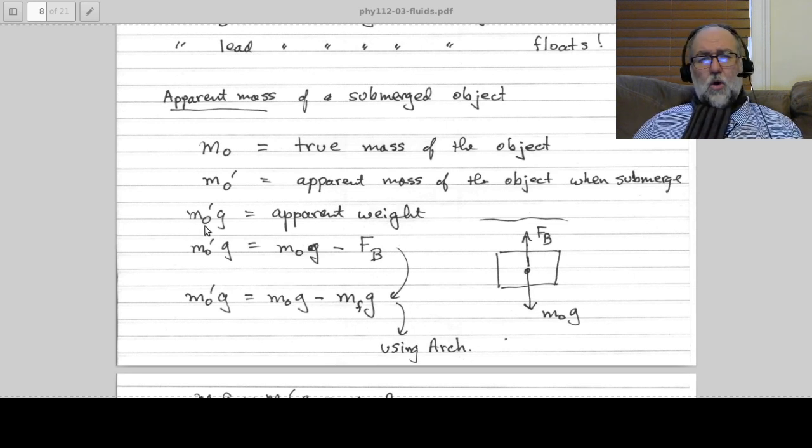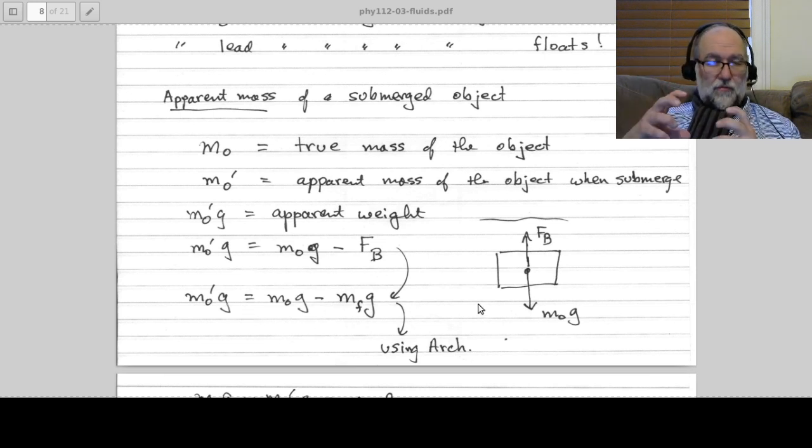Okay, so if you do MO prime times g, we'll call that the apparent weight. Okay, and so what is this apparent weight? That's what it appears to weigh when it's submerged. Well, what is that? It's going to be its true weight, MOG, which is the weight down, minus that buoyancy force up. Okay, so when you subtract those two together, you get the apparent weight of the object, all right? So then FB, if we just use Archimedes' principle, we can replace that with MF, the mass of the fluid, times g, okay? And we get this formula here. So the apparent weight is equal to the true weight minus the buoyancy force, okay? And again, this is submerged, so the entire object is below, okay?